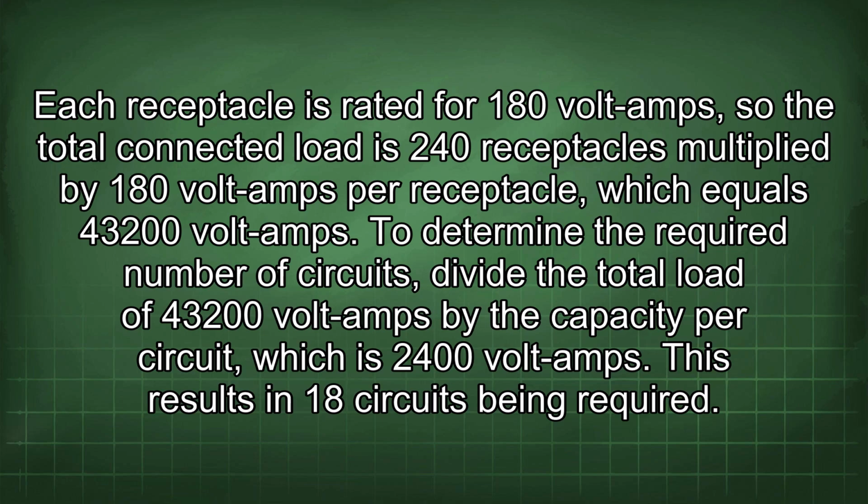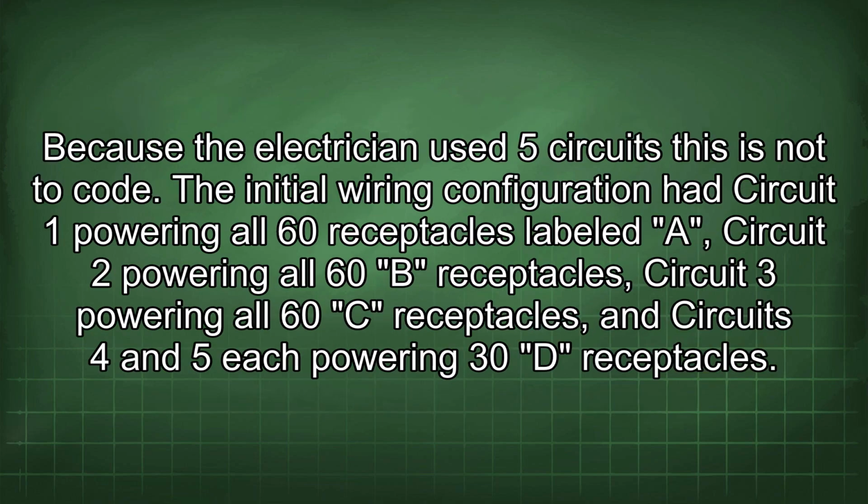To determine the required number of circuits, divide the total load of 43,200 volt-amps by the capacity per circuit, which is 2400 volt-amps. This results in 18 circuits being required. Because the electrician used 5 circuits, this is not correct.